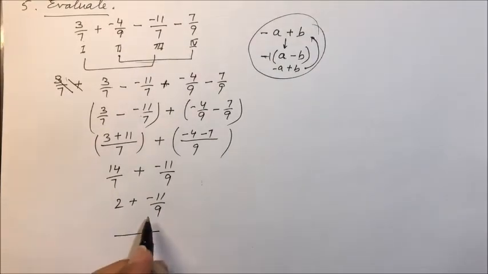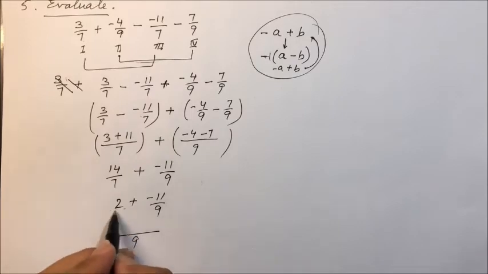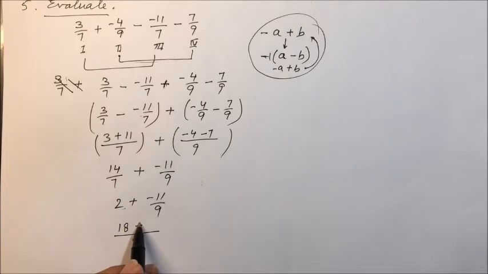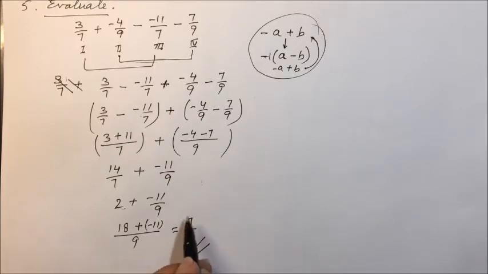Now take the LCM. 9 will be the LCM. Here 2 by 1 we can write. So 9 twos are 18. 18 plus minus 11. And this comes out to be how much? 7 upon 9. So this is the result.